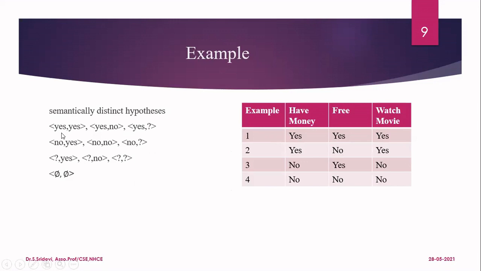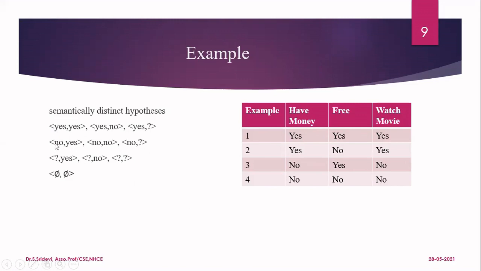The first hypothesis is, you see there are 2 features now, have money and free. So for the first hypothesis, for both I am going to substitute null. Then in the second hypothesis, let me keep the first one as yes. I will replace the second one with all the possible values. So yes is, yes no, yes question mark. And then now I am going to the second one.